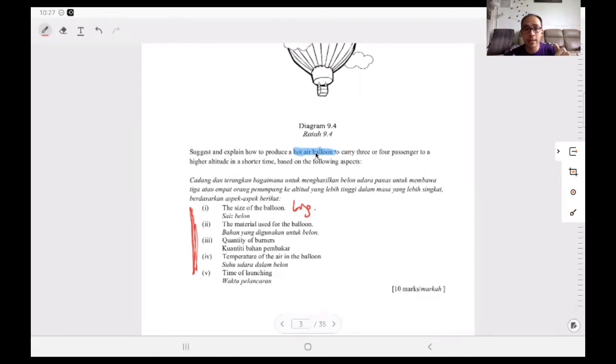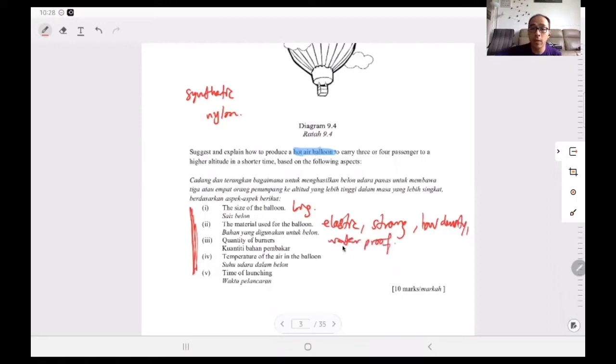And usually it's in the black book, I think it's synthetic nylon. Okay, synthetic nylon is the standard material for hot air balloon because it fulfills all the characteristics. Okay, it is elastic. Okay, it is strong. It is low density. Okay, it is waterproof. So you can mention any one of these characteristics, is totally fine.